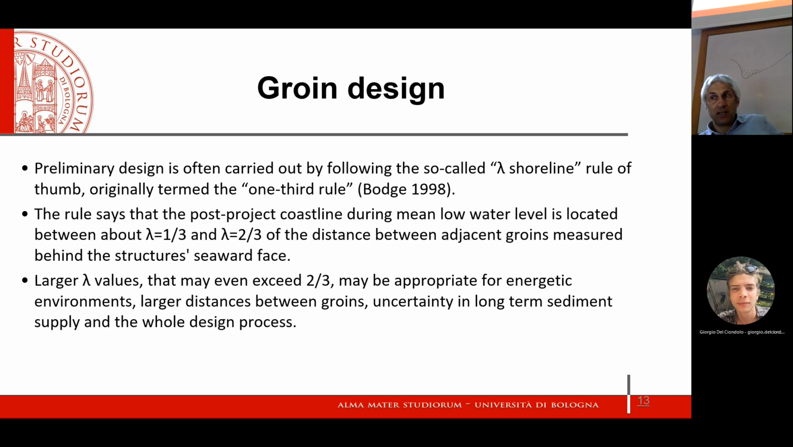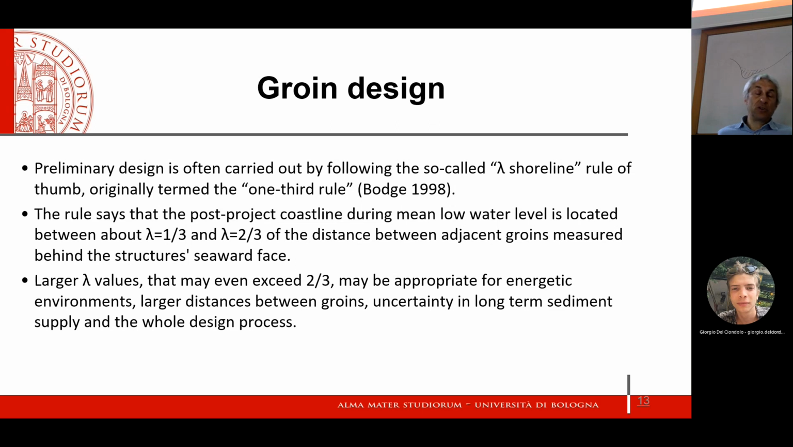In fact, you see the last bullet point here: larger lambda values that may even exceed 2/3 may be appropriate for energetic environments and larger distances between groins. Why larger distances? Because clearly this is an empirical rule. It works for an ideal distance. We will see what is the ideal distance. I anticipate on average 20 meters. But if you space the groins more, you get closer to an undisturbed situation in between, and therefore it is to be expected they are more effective.